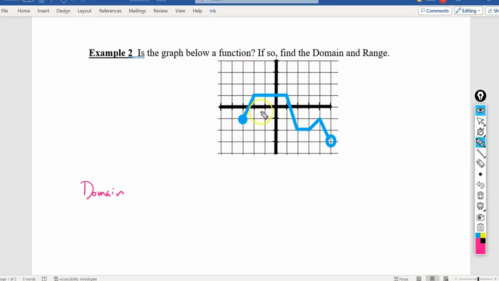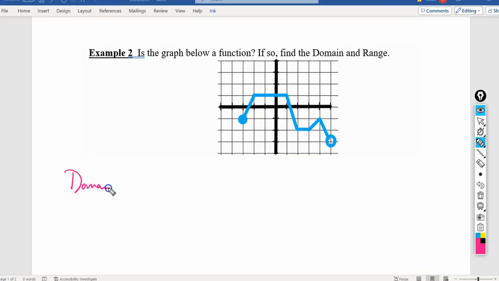Oh, first of all, this is a function. Sorry, it passes the vertical line test. Doesn't touch it at all. Touches it once. Not at all, not at all. So it will never intersect it more than once. So it is a function.